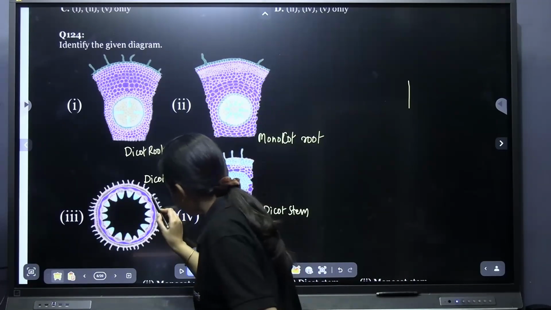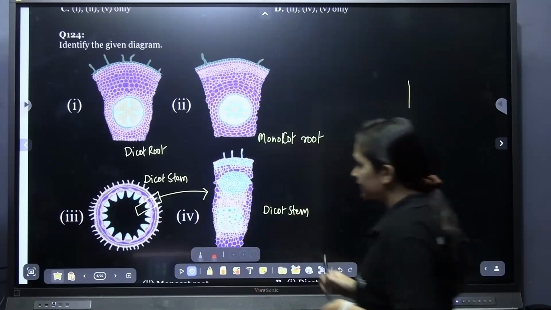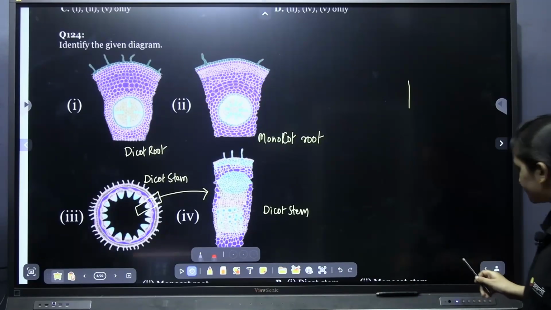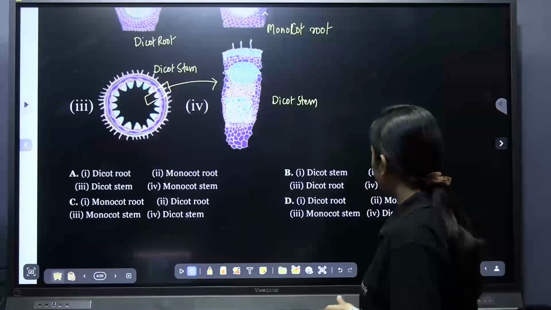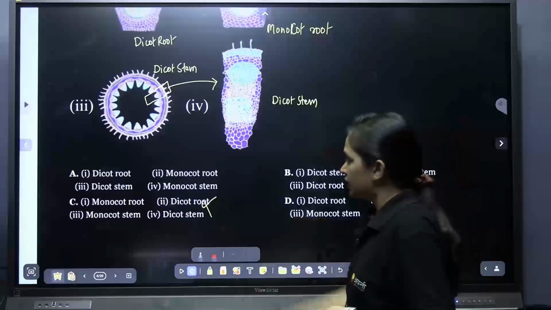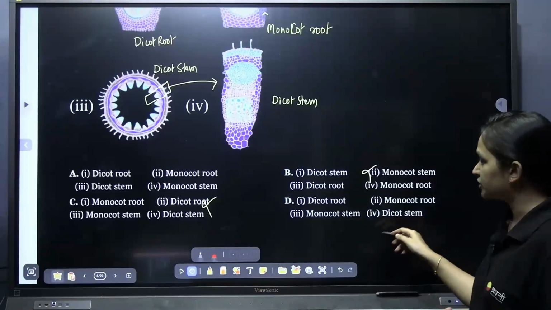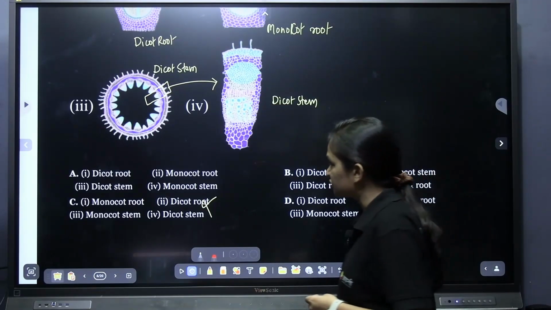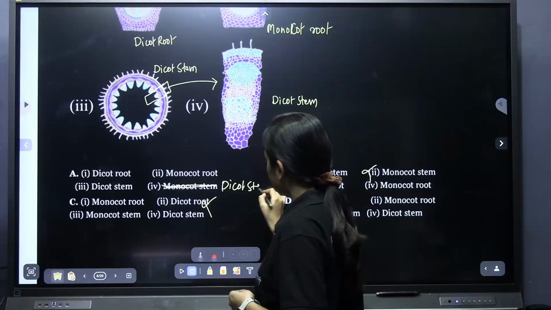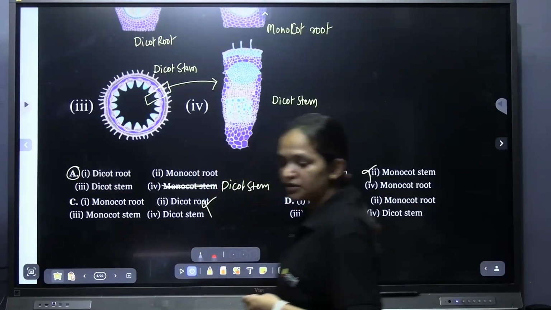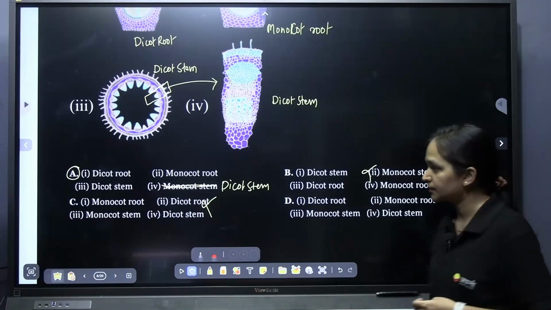Only this much they have taken, this part of it is enlarged, and here they have given dicot stem, both are dicot stem. But the options here they have given dicot root, monocot root, and dicot stem and also dicot stem. So, there is no option like that. So, you cross this and write dicot stem. Understanding? If you see the NCERT, both are dicot stem only, isn't it? Yes.